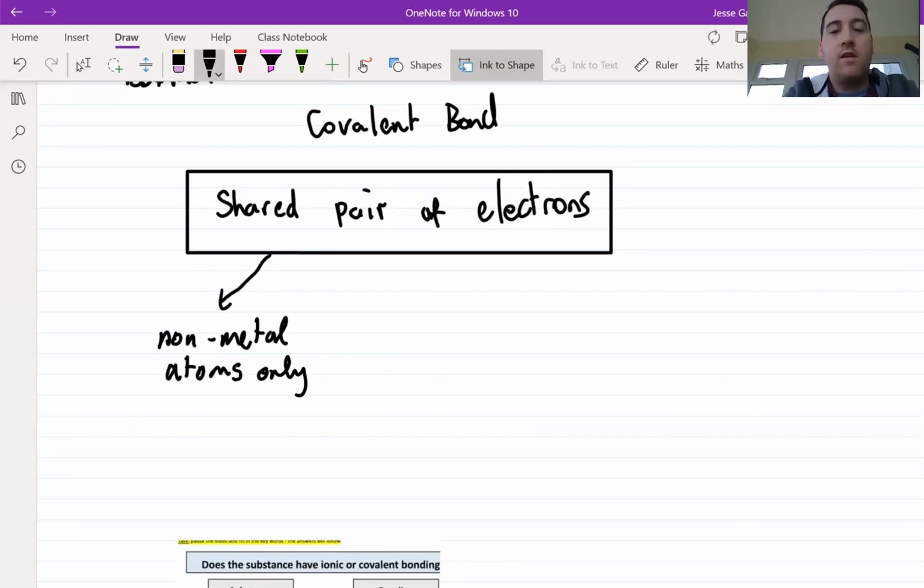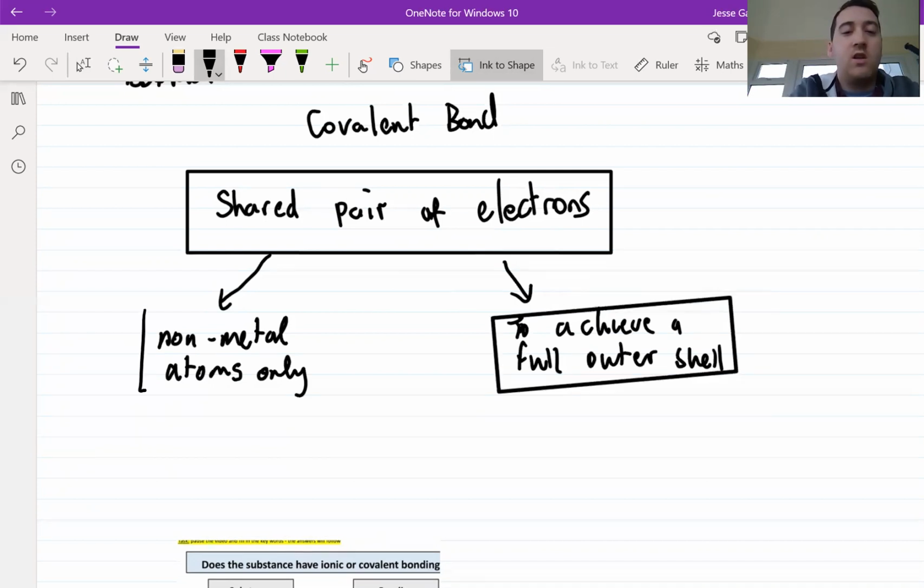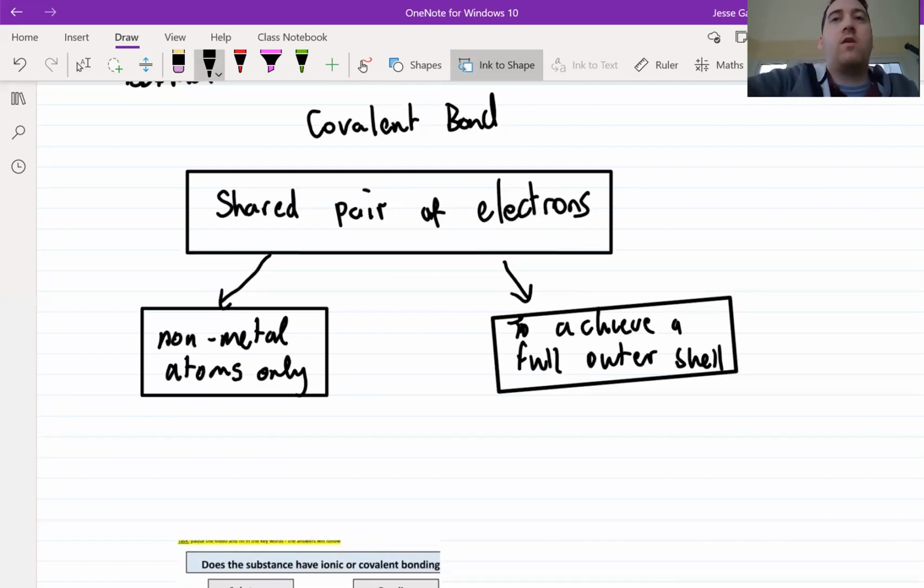Non-metal atoms only. And we know that to achieve a full outer shell, this is why atoms share electrons. They share pairs of electrons to achieve a full outer shell, and it happens for non-metal atoms only.